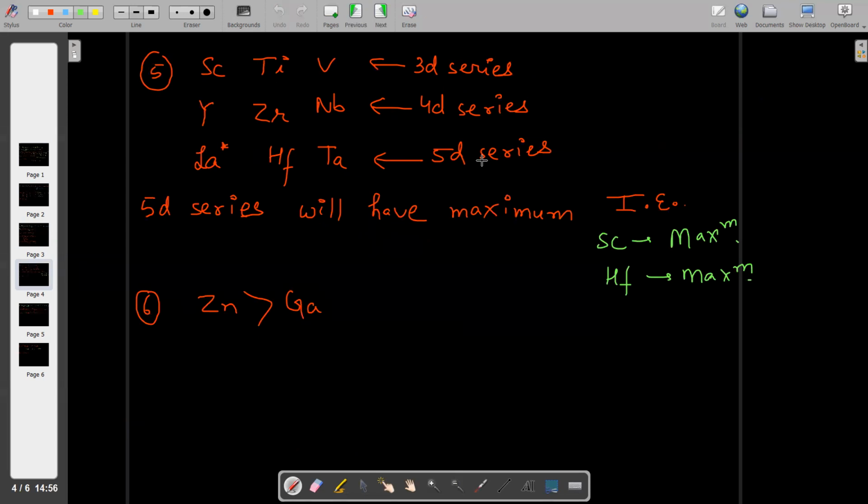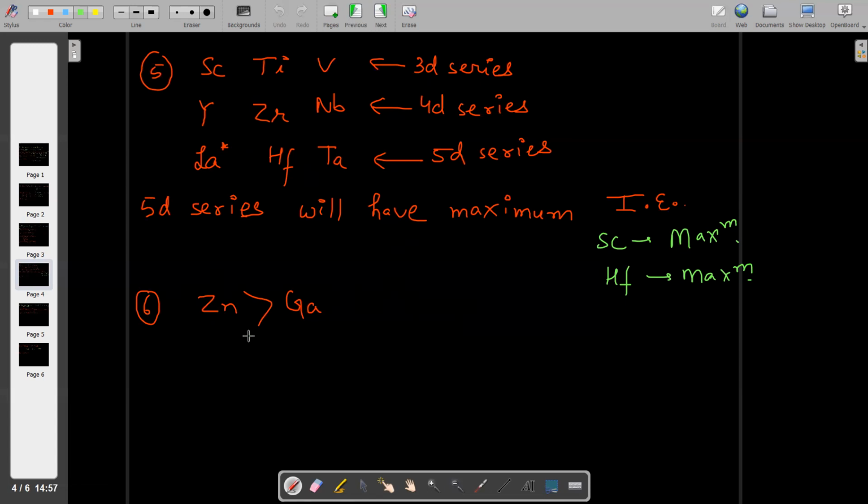It will not be applied on lanthanum. So here comes another exception because of it, and that's of ionization energy. You must know that the ionization energy of the 5D series will be maximum. So if you compare titanium, zirconium, hafnium, hafnium will have maximum ionization energy. But if you compare scandium, yttrium, lanthanum, from top to bottom it decreases, so scandium will have maximum ionization energy. Do remember all these exceptions in these series will apply after lanthanum.